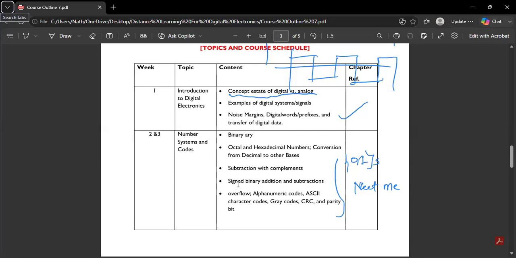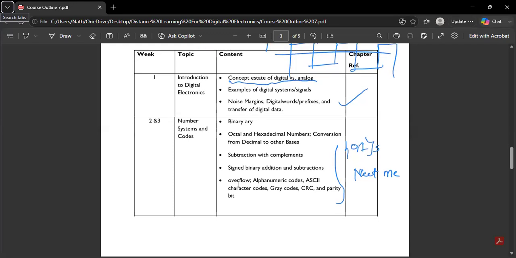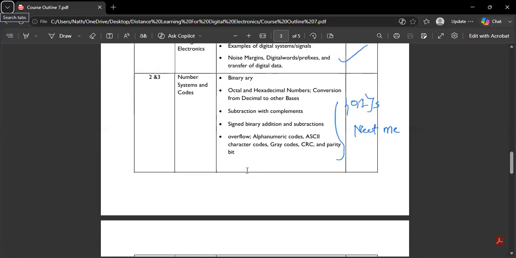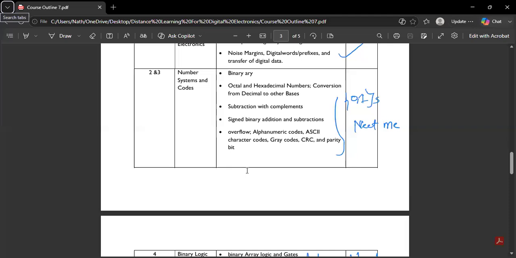Look at sign bits, signed binary addition and subtraction, right? Sign basically means representation of binary numbers in their negative form and their positive form. If the leftmost bit is 0, it means a positive number. If the leftmost bit is 1, it means a negative number. That's what is called signed binary addition and subtraction. Then we look at overflow, arithmetic code, ASCII code characters, character codes, Gray codes, and then CRC. We look at them as well.